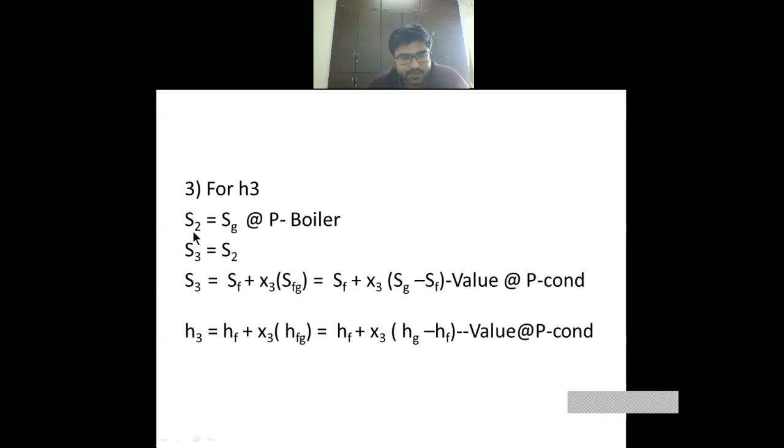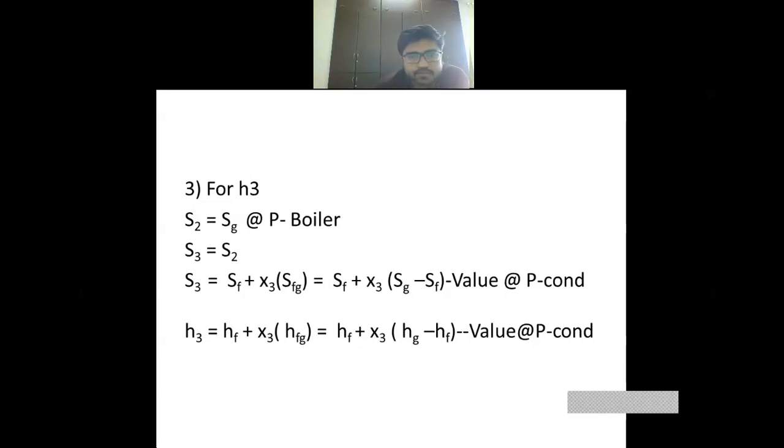Here you can see S2 is equal to Sg. At which pressure? Boiler pressure. S3 is equal to S2. S3 is equal to SF plus X3 SFG. In that, the values you have to take from the P condenser. Now here also all the values you have to take from the P condenser. So all the equations are given to you. But I expect that you also do not have to remember the formula. Clear? On the basis of just the graph or diagram, you would be able to prepare the formula.